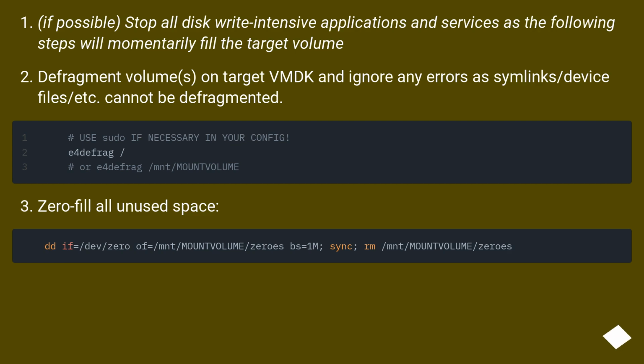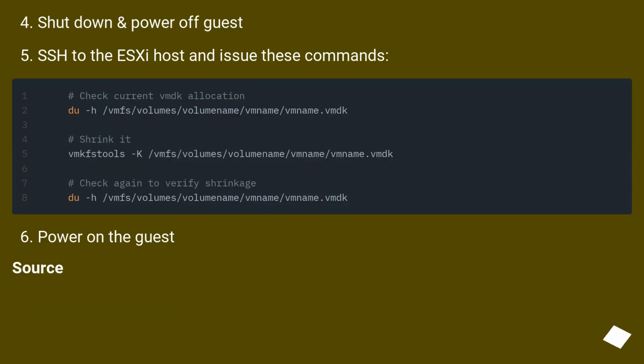Zero fill all unused space. Shut down, power off guest. SSH to the ESXi host and issue these commands. Power on the guest. Source.